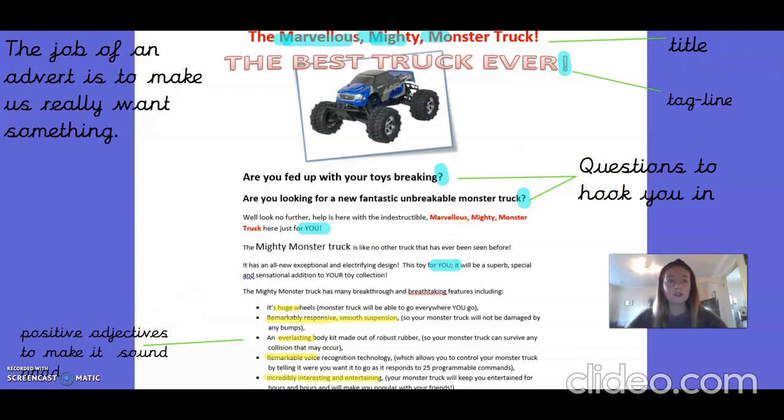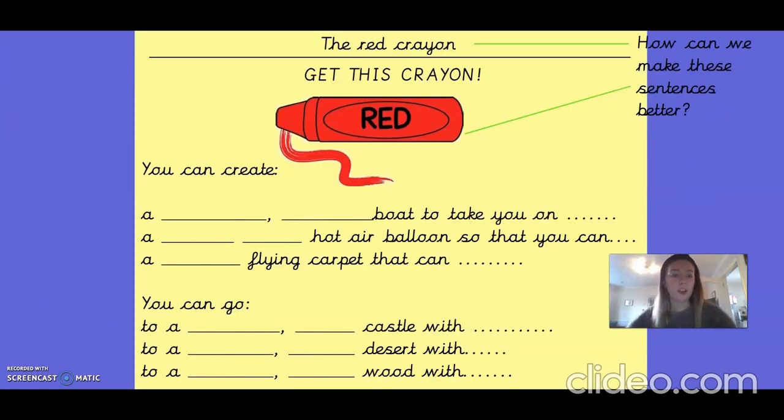So we're going to use the structure of this advert to create our own advert for the special red crayon. Now I've had a go at starting my advert here, and I can see my title and my tagline. The red crayon. Get this crayon. Does it sound very exciting?